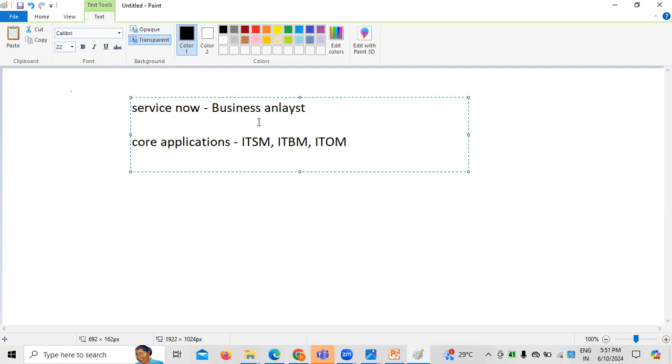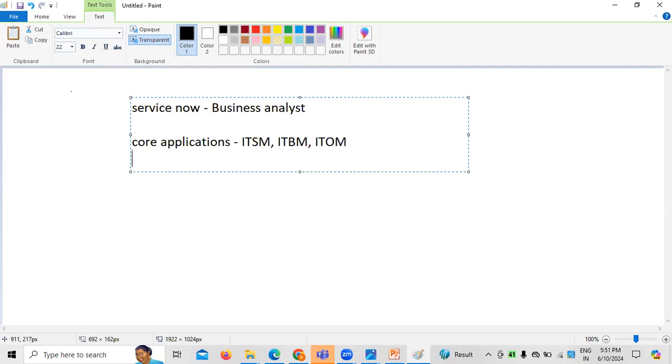right? The first one is that we need to have knowledge of the core applications, because we need to have some experience on IT service management, followed by ITBM and ITOM and all that. That is one thing which we must be good with.